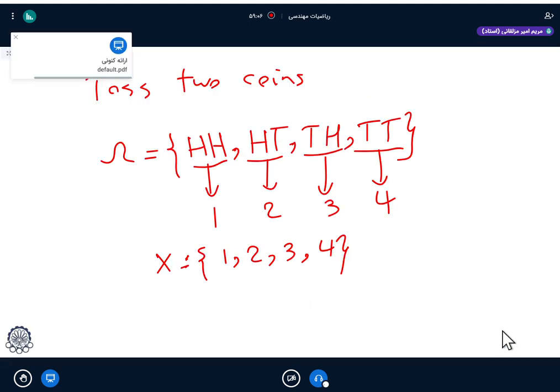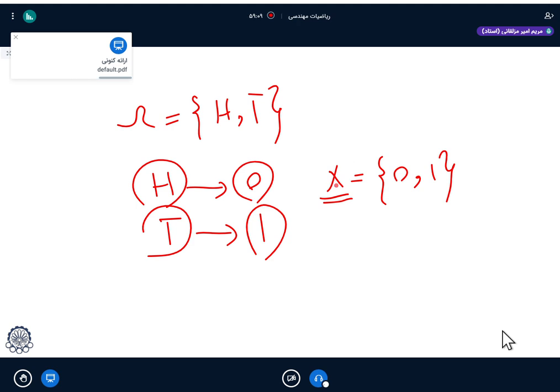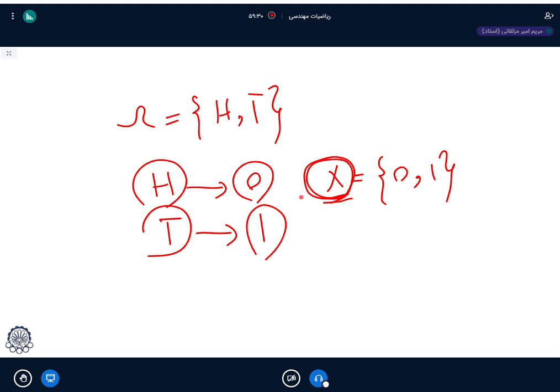For example, in tossing a coin, our random variable is x, and x takes the values of 0 and 1. So is this random variable defined in this slide discrete or continuous? Can you say in this slide x is continuous or discrete? Discrete, doctor. Yes. Here x is a discrete random variable.